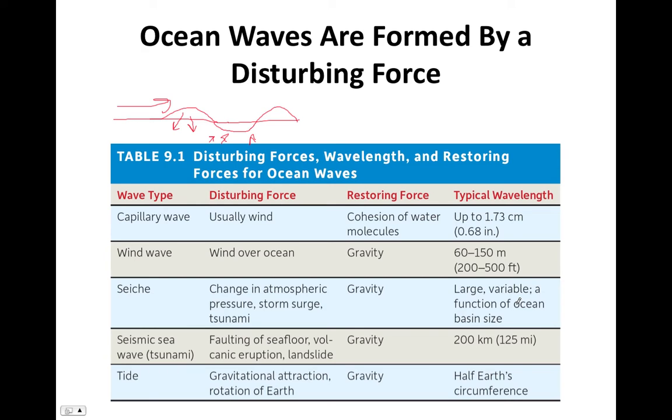And tides, they have a wavelength of half of the Earth's circumference, because there is a tidal bulge or a crest on each side of the planet, so the distance between the two is half of the circumference of the planet.